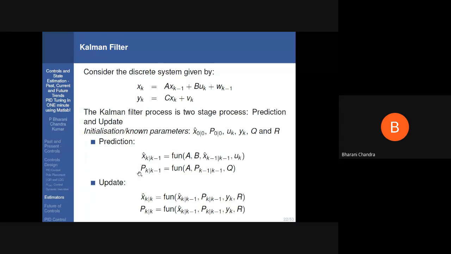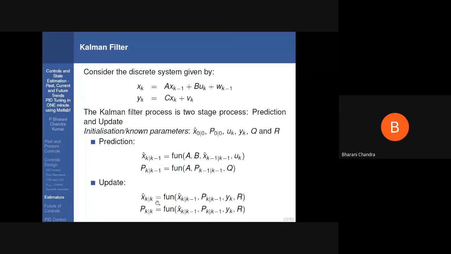Then I'm trying to predict the covariance. For the covariance, if I want to start with k equal to 1, since the initial covariance is known, I will use it here, and Q is known. Based upon this, I am able to get the predicted state and the predicted covariance. The predicted state means I am trying to predict how my state will be at k equal to 1 based upon the information at k equal to 0.